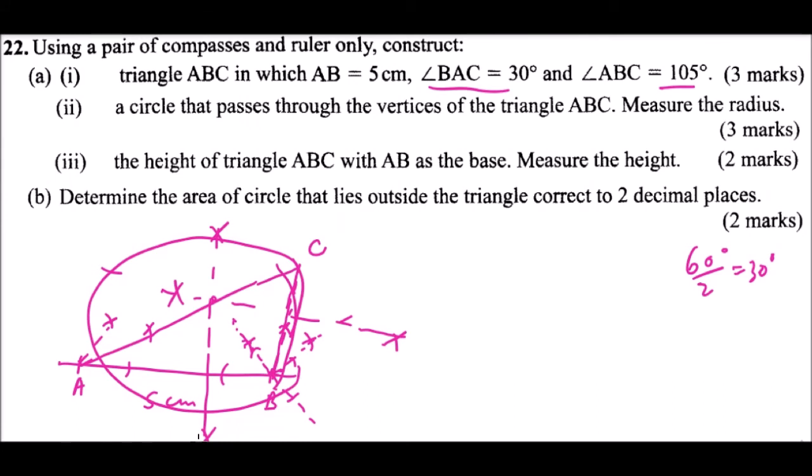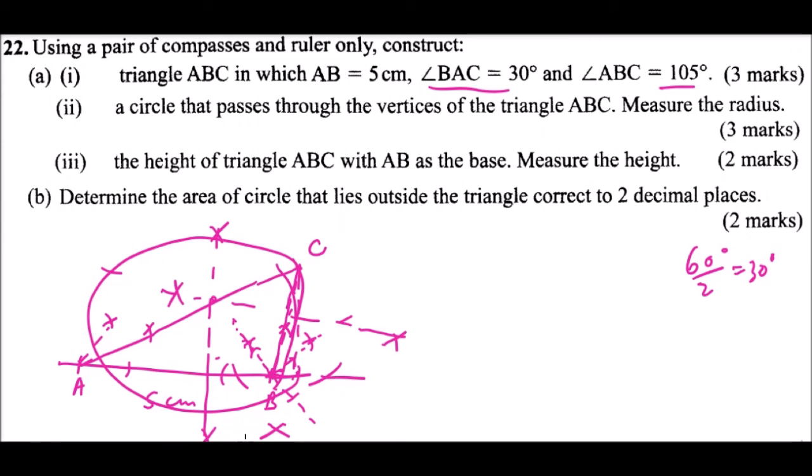Part A, Roman 3, the height of ABC with AB as the base. So you extend AB, put your compass here, make two arcs here, and you bisect. You make another arc there. You draw a perpendicular, then you measure that height.